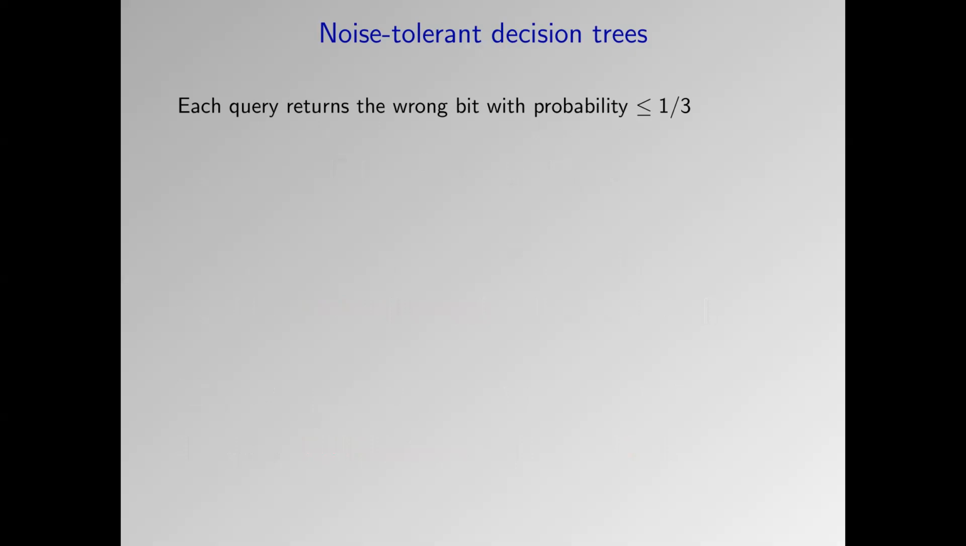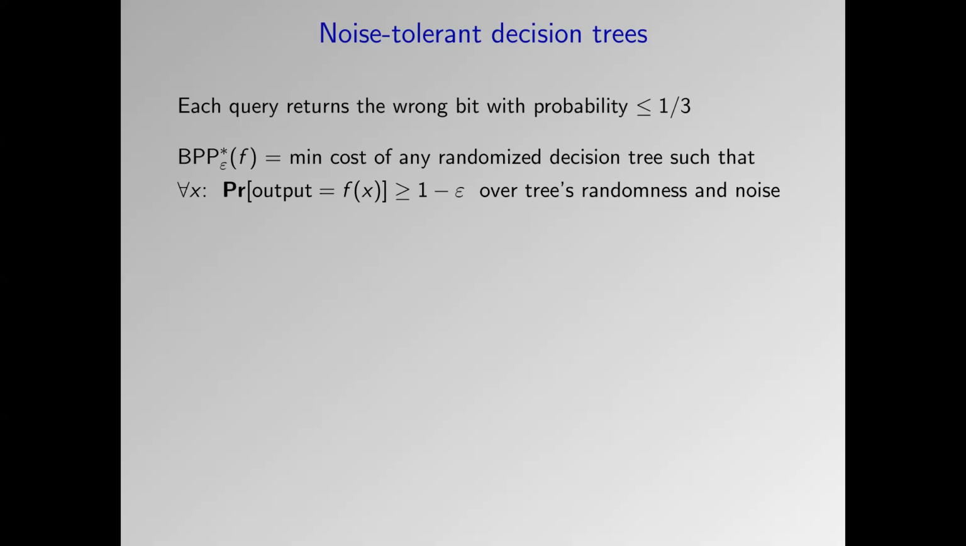There's a subtlety in defining how the adversary gets to choose the noise probabilities, but let's ignore that. We invent this notation BPP star for the noise-tolerant randomized decision tree complexity of F. This is the minimum cost of any randomized decision tree such that on every input, the output is correct with probability at least 1 minus epsilon over both sources of randomness, the tree's randomness and the random noise.